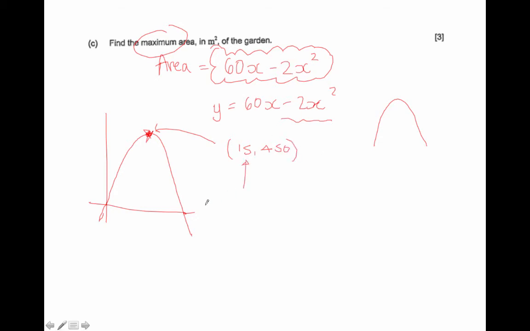Okay. So which of these is the area? Well, the 15, that's the x-axis. That's to do with the length of the garden. The 450 is to do with the area. So you wouldn't have got full marks if you just wrote the coordinates. The maximum area is just the y-coordinate. So max area is equal to 450 metres squared.